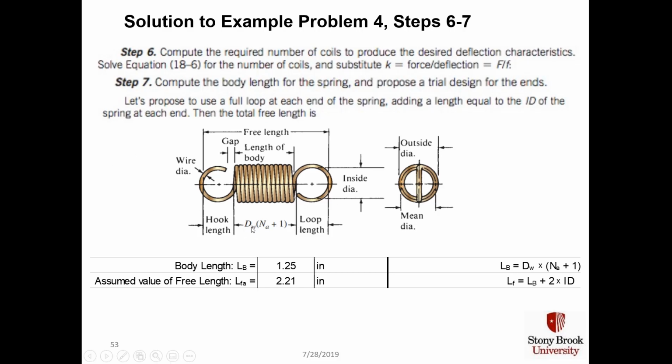So that's right here. And our assumed value of free length, L_f equals 2.21 inches, is calculated from this equation, the body length plus 2 times the inner diameter. And for now, this assumed value of the free length is only an estimate. It's not going to be the final value.